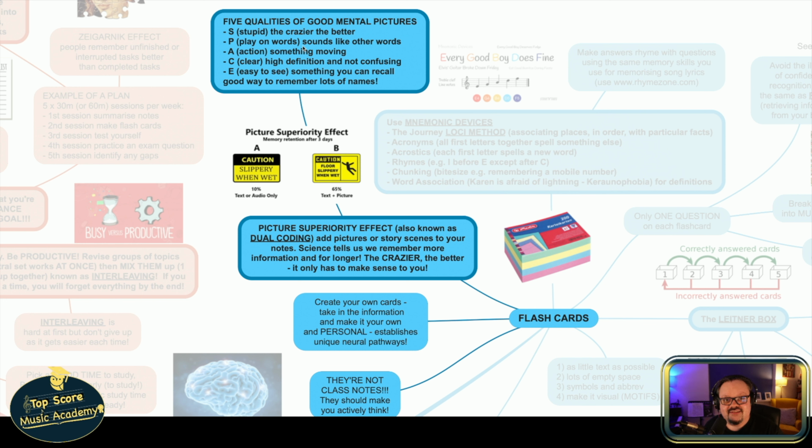So play on words. A for action. Something needs to be moving or something needs to be happening. It can't just be a static image of, like, a bowl of fruit or a house or something. Some action needs to happen in the picture for you to remember it more. And it needs to be clear, high definition, and not confusing. So not too many things happening at once in the picture. You just want one person, place, or thing at a time.